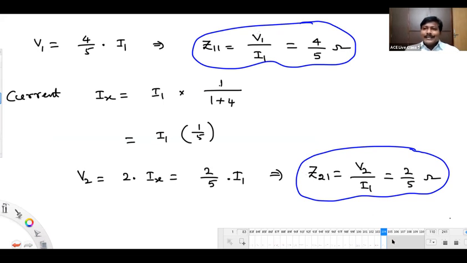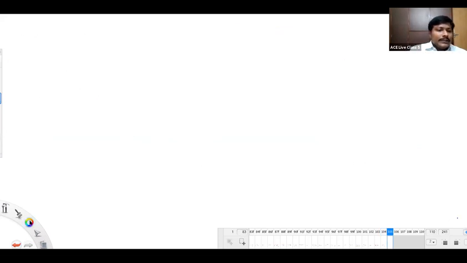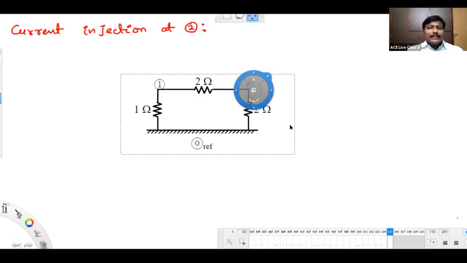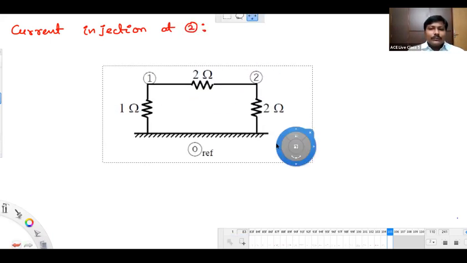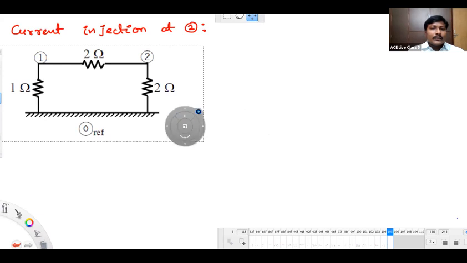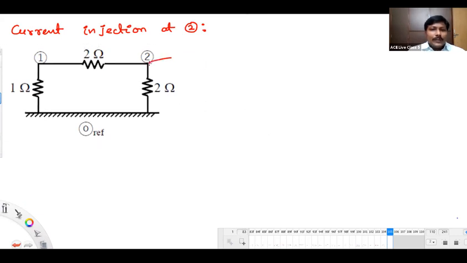Next thing. Current injection at bus 2 you take. The same problem we are continuing. Injection at bus 2. You take the current simply as I2. Like the Z parameters calculation we are doing. So I will be keeping this current as I2 here.